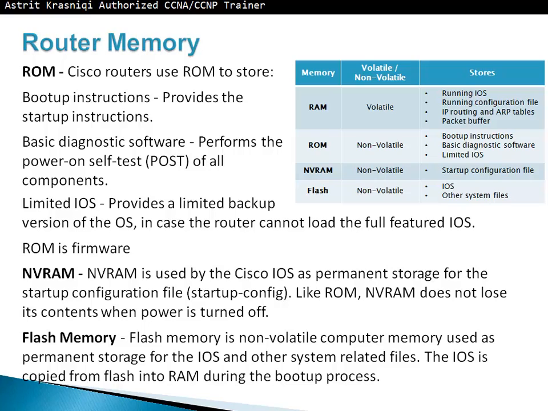And then the last one, we have flash memory. Flash memory is non-volatile computer memory used for permanent storage for the IOS and other system-related files. The IOS is copied from the flash into RAM during the bootup process. So think of flash memory as a permanent storage area, like your SSD in your computer.